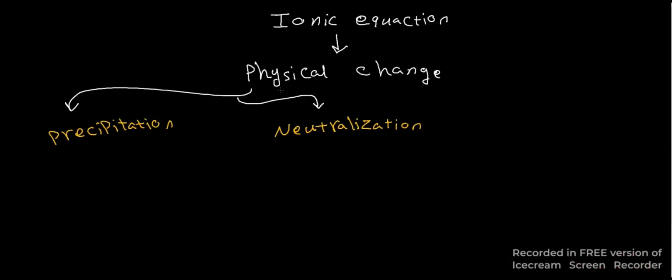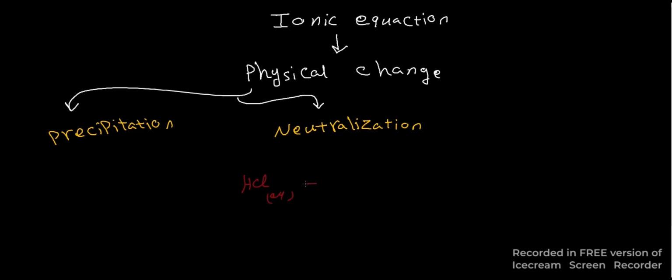And now let's move to chemical change. I have precipitation and neutralization. Neutralization is the reaction between acid and base, which gives me water and salt. So let's give an example for it. I have hydrochloric acid and I need to ask myself about the valence. H positive 1, Cl negative 1. So there is no change here.